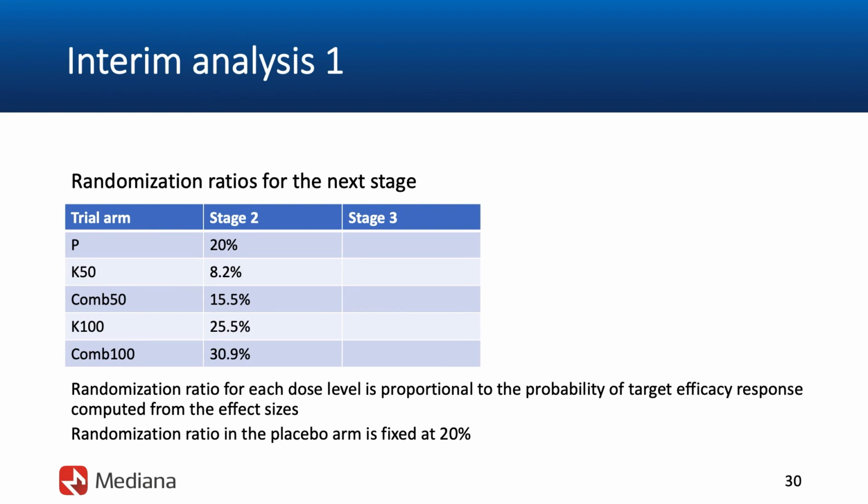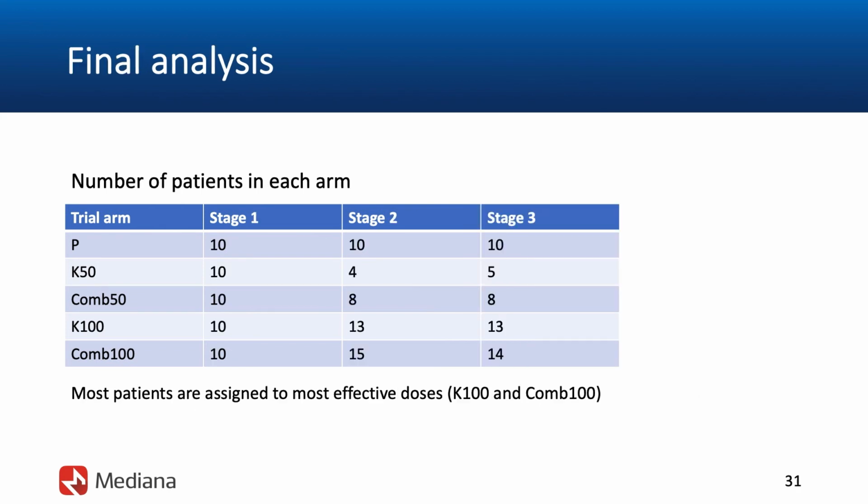Once again, the proportion of placebo patients in this stage is fixed at 20%, and the remaining 80% of the patients are allocated in a way that reflects the available information on the efficacy profile of the experimental treatment in combination with ketamine. We are ready to wrap up this simple numeric example.